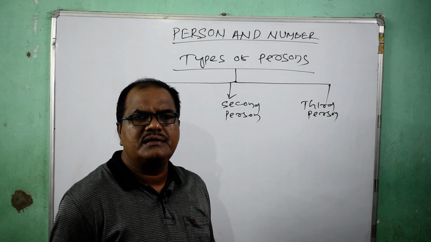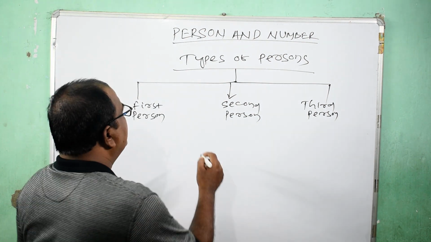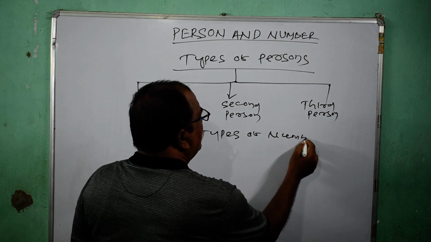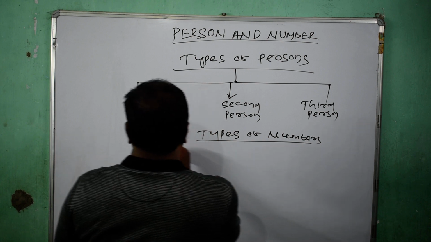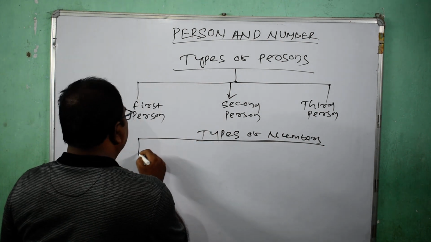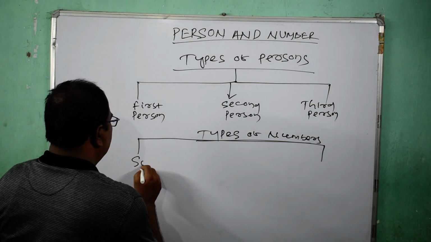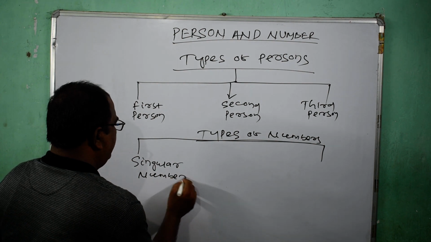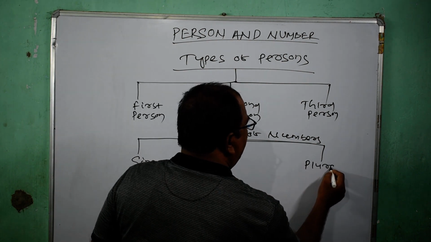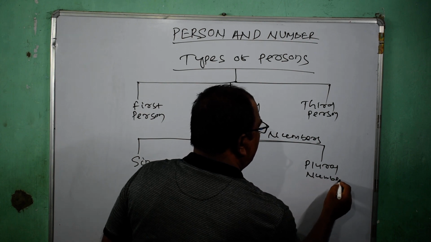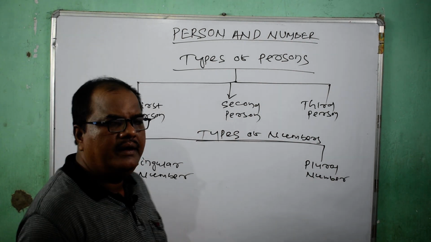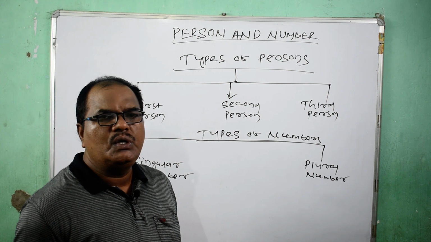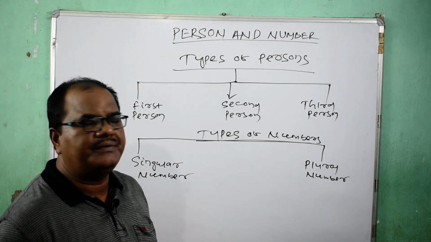There is another question. How many numbers are there in English? Really, there are two types of numbers: singular number and plural number. The singular number refers to only one, whereas the plural number refers to more than one. It may be two or more than two.